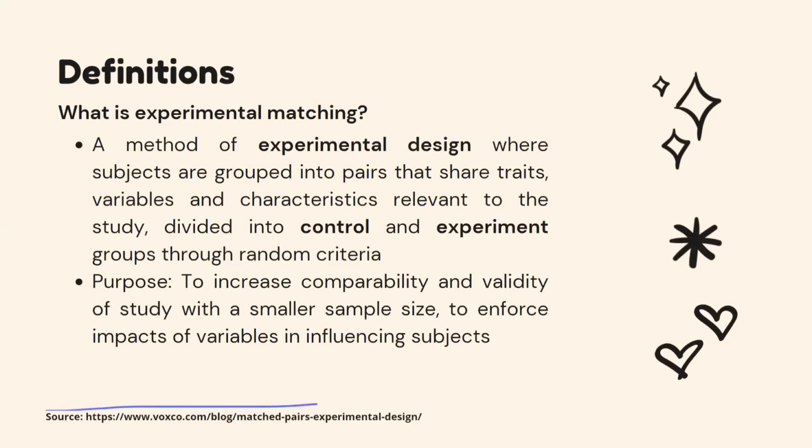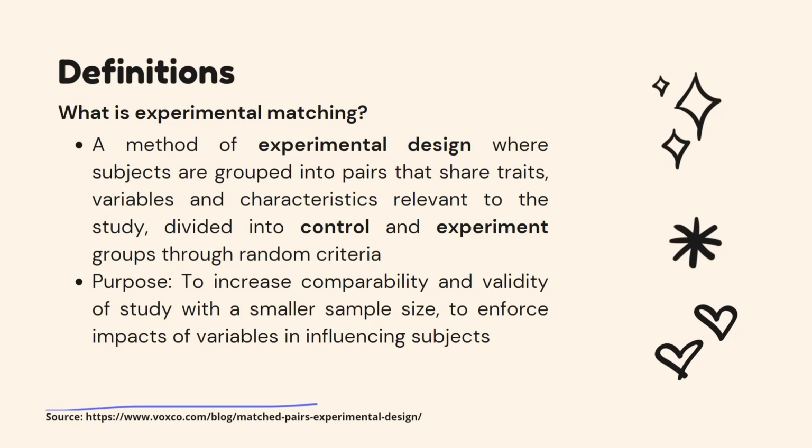So the exact definition of experimental matching is that it is a method of experimental design where subjects are grouped into pairs that share traits, variables, and characteristics relevant to the study, divided into control and experimental groups by random criteria. What this means is that in experimental matching, you're going to have pairs of people assigned by the researcher, depending on the characteristics that the researcher thinks are important to influencing the outcome of this experiment, right?